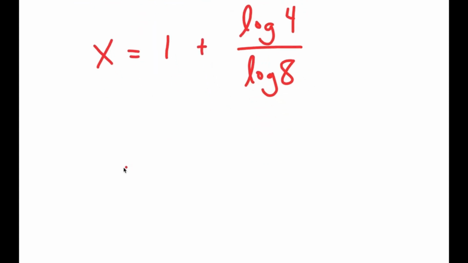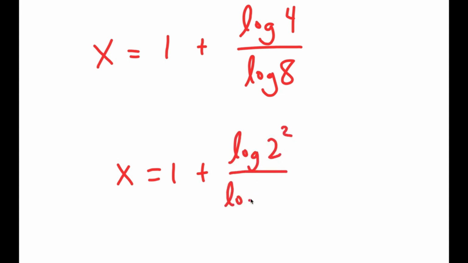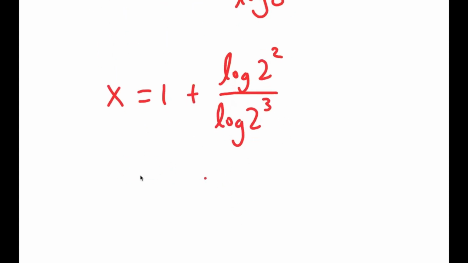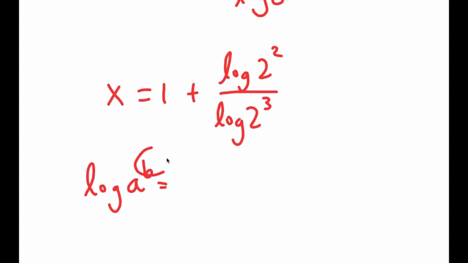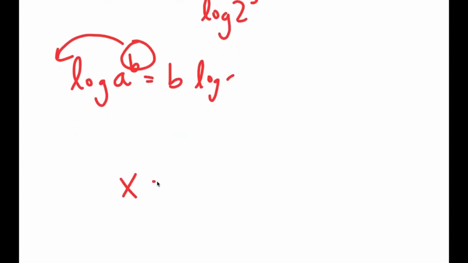Now, log of 4 is the same thing as log of 2 squared. And log of 8 is the same thing as log of 2 to the power of 3. So now if I have something in the form log of a to the power of b, again, I can move b to the front, so it's going to be b times log a. So that's exactly what I'm going to do with both of these.